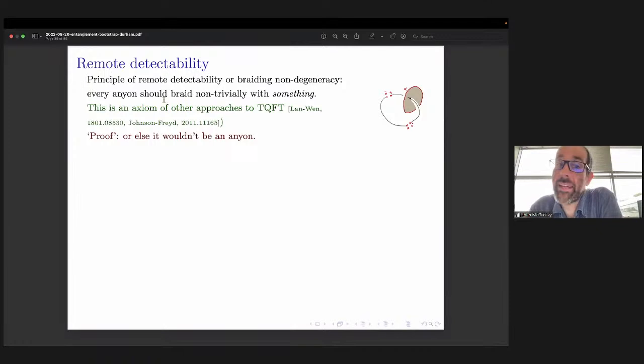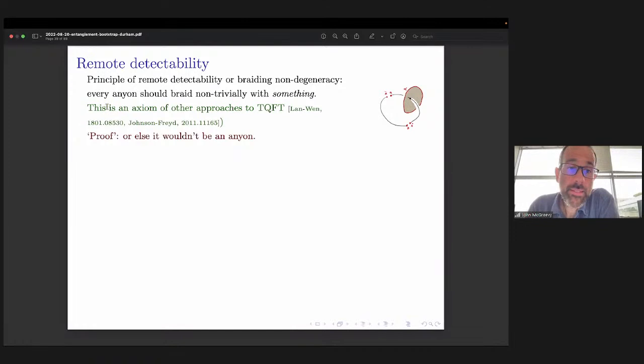So in three dimensions, that means something like a particle. Here's a picture of the particle. Here's a picture of the loop. The braiding is I move the particle through the inside of the loop. The loop operator is created by a membrane, so therefore the world line of the particle has to pass through the membrane. And that's why they can detect each other.